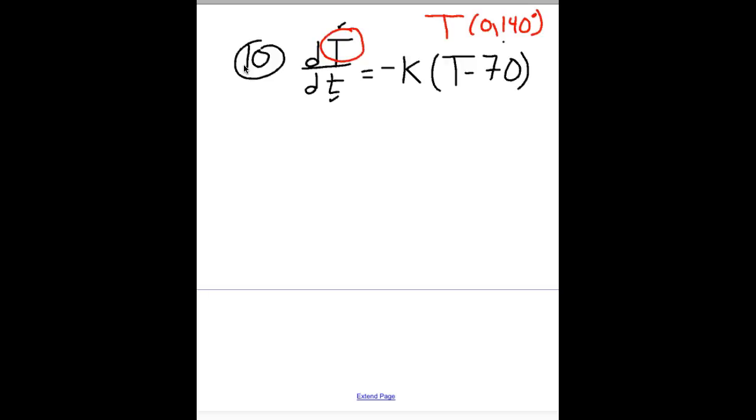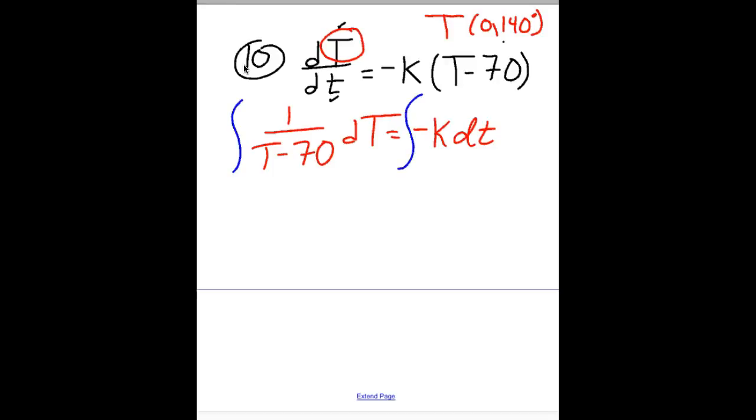So first thing I'm going to do is separate. Just a second here. I forgot my dT is equal to negative k dt. And negative k in this scenario represents a constant. We don't know what it is. So now after I separate, I'm going to integrate.